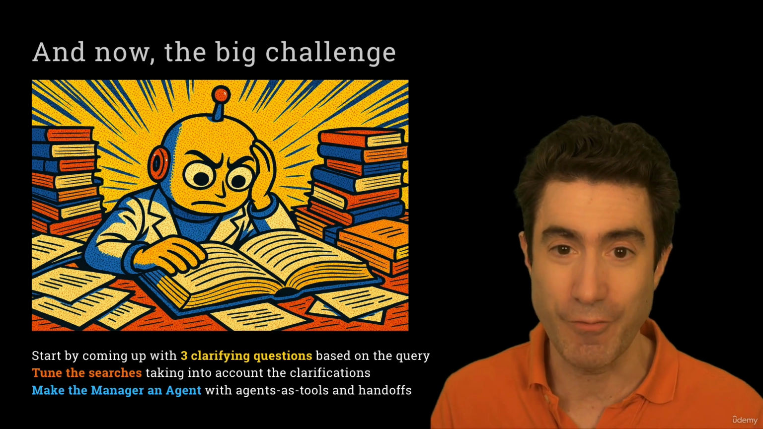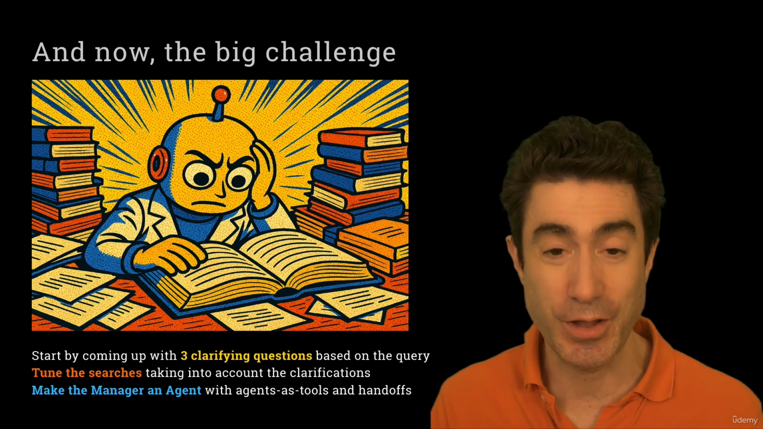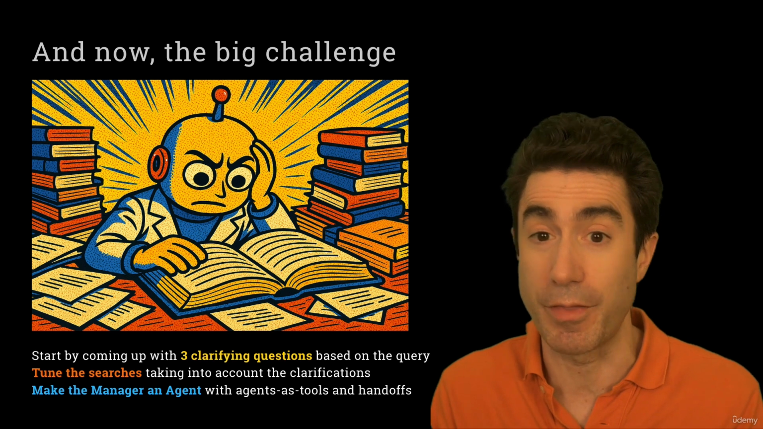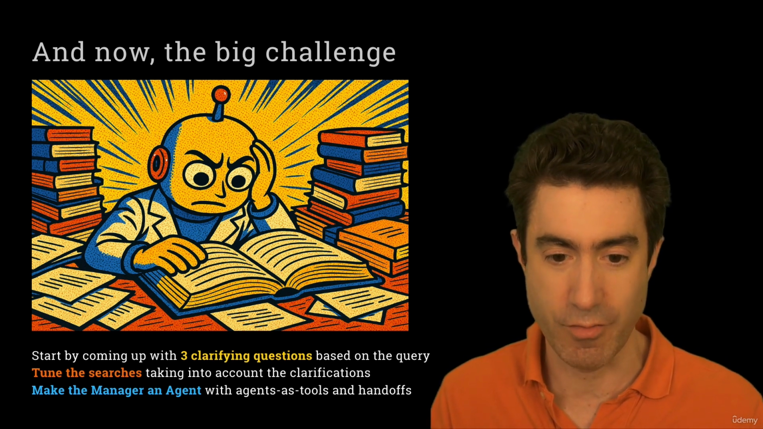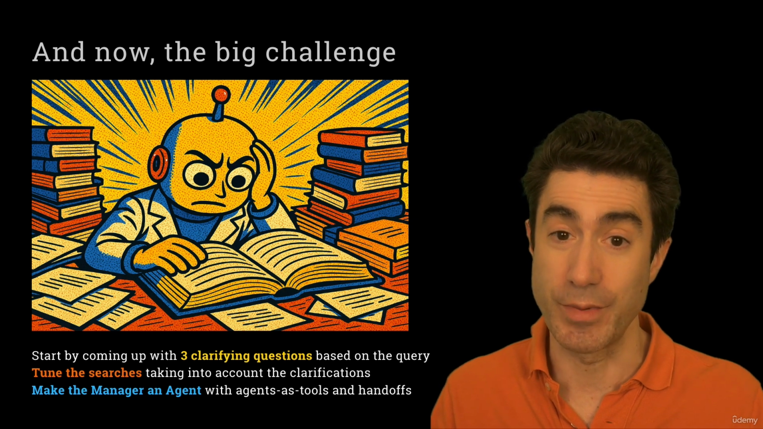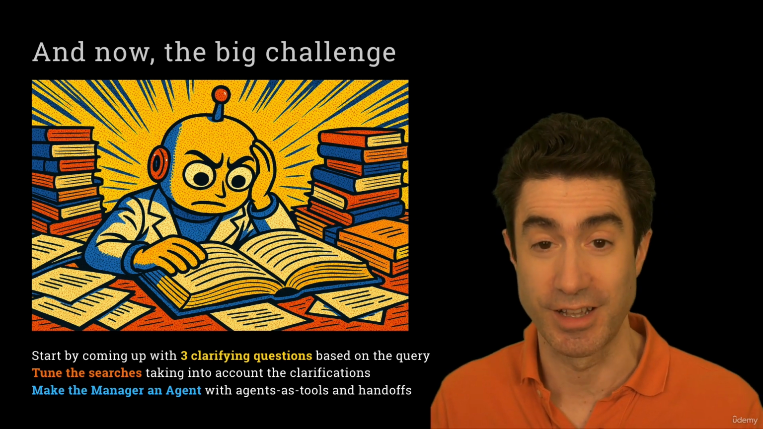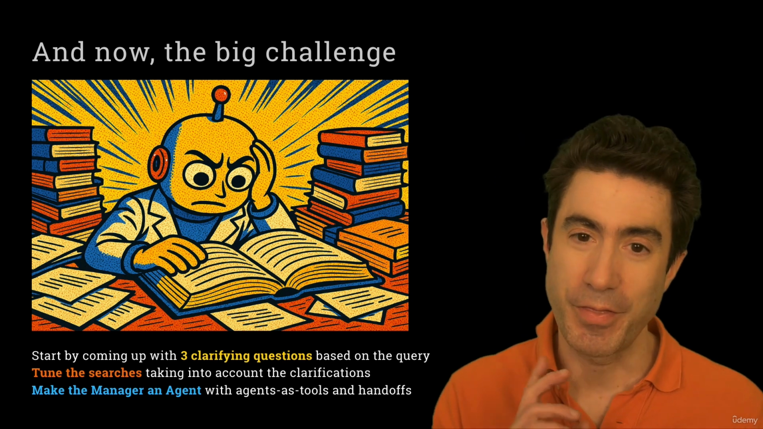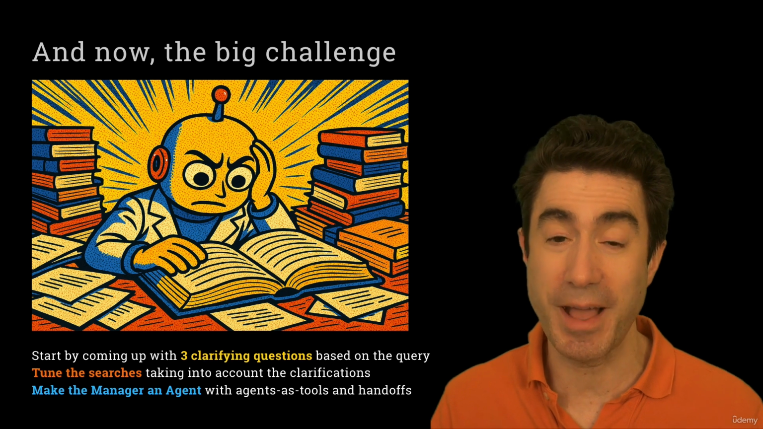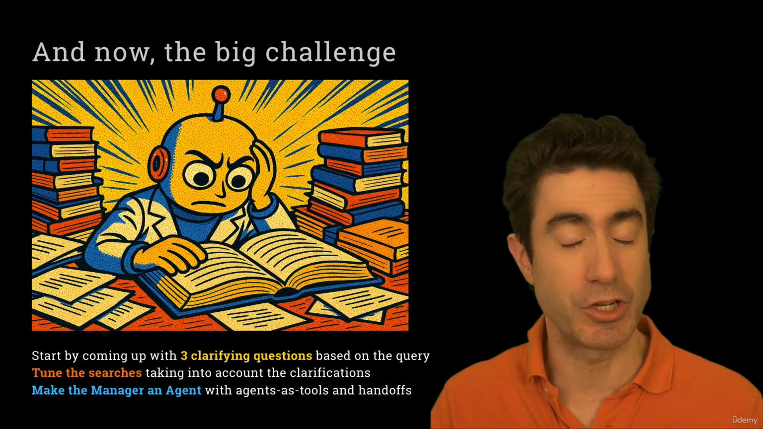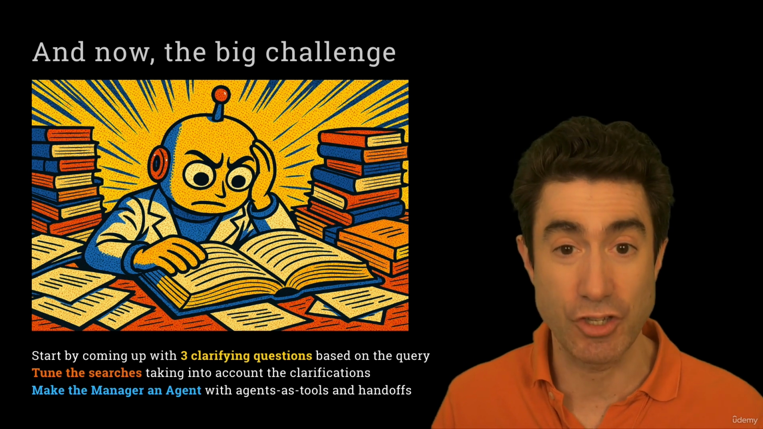And so it would be great for us to build that. You can imagine that's a very simple agent step. The first step is to come up with 3 clarifying questions associated with this query. And then make sure that you incorporate those clarifying questions in what searches are done. Take them into account. But then the hardest part of this is that you really want to turn that manager that we have from just being a Python script and a series of function calls into being something that's truly agentic.